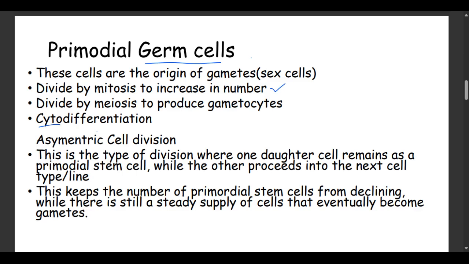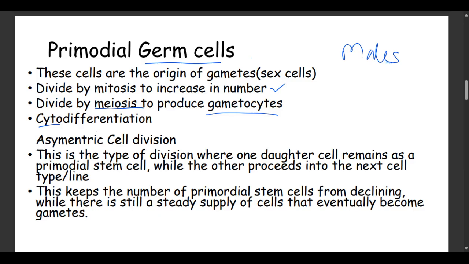Since mitosis is not a reductive division, they divide normally just so that they increase in number. After increasing in number, they divide by meiosis, which is a reductive division, as we mentioned in the previous video, and they produce the gametocytes, which are the sex cells themselves. The kind of division they undergo to ensure a constant production of sex cells in males is different from females, as we will explore in oogenesis.